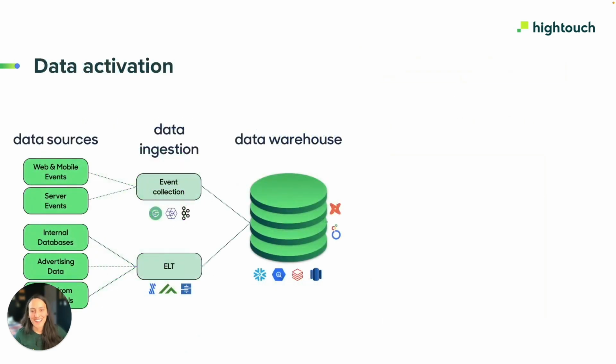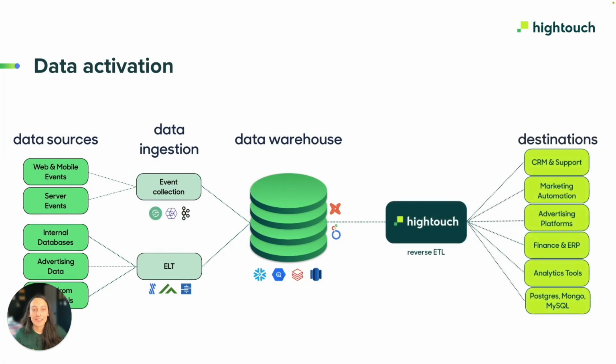Hightouch's place in the stack is delivering data from your warehouse to wherever else you need it, whether that be Salesforce or other CRMs, advertising platforms, or marketing automation tools. With data reliably in your downstream tools, every member on your team can activate it to get their work done as effectively as possible.